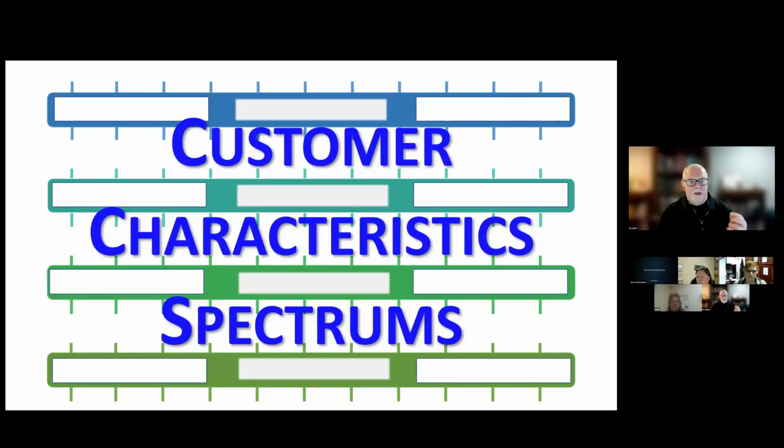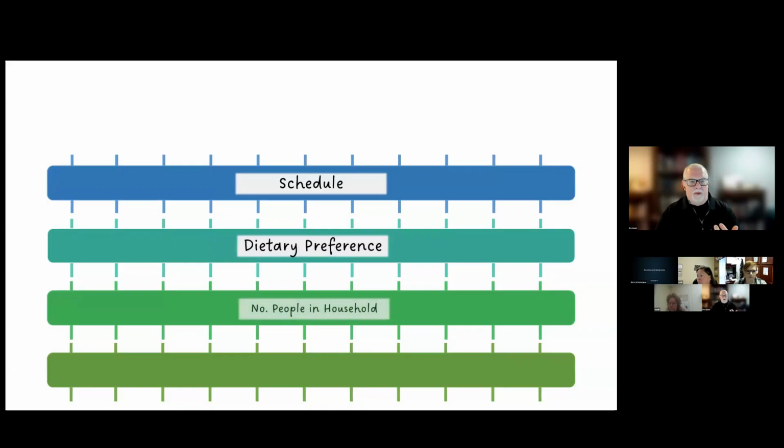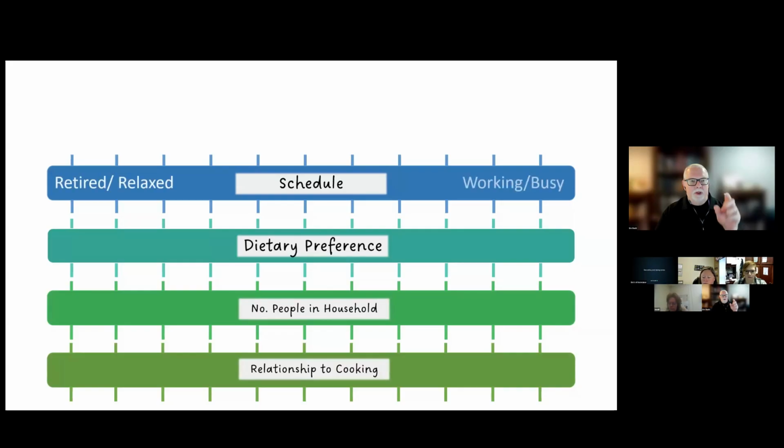He has another meeting. So customer characteristics, and we're creating spectrums now of each of our characteristics. In this case, we have their schedule, dietary preference, number of people in the household, and their relationship to cooking. When we have this, we have not only the characteristic itself, but let's create a dimension. For their schedule, they're either retired and relaxed, not busy, or they have a very busy schedule. And with dietary preference, they're either vegan or carnivores.